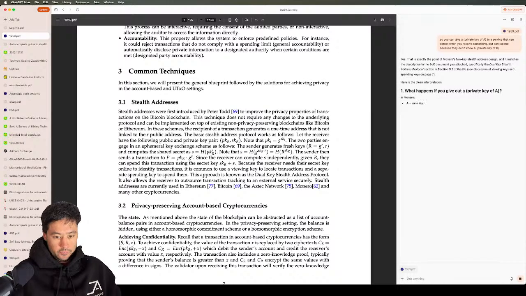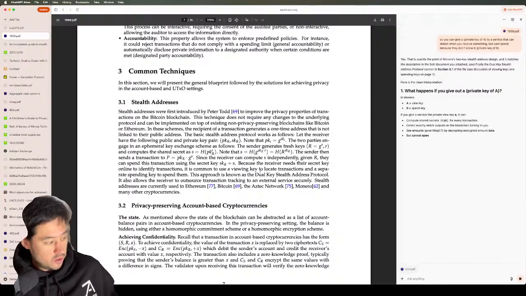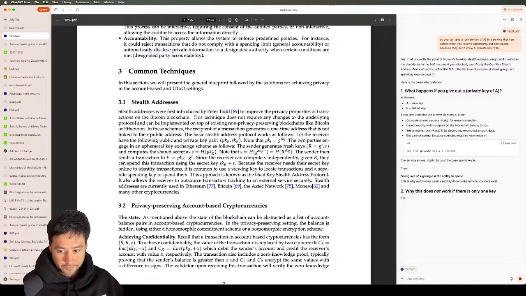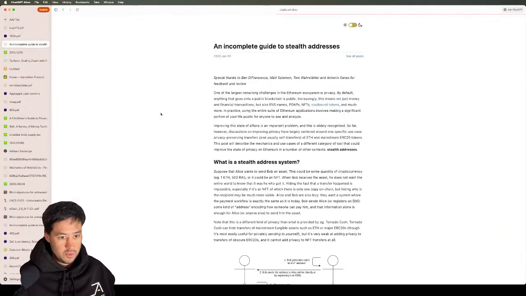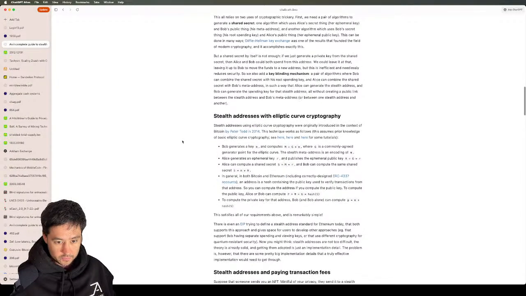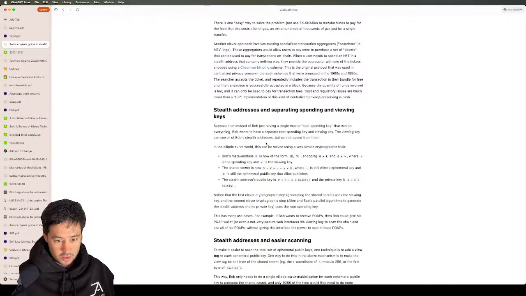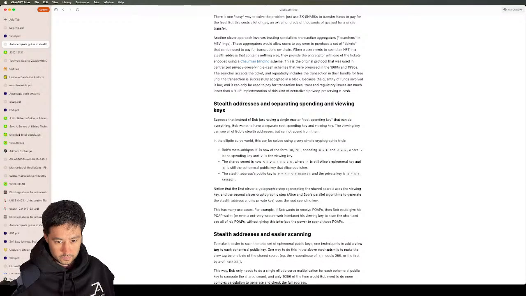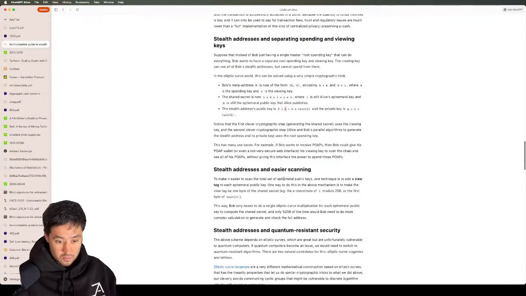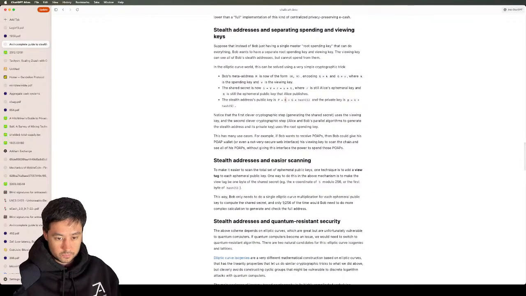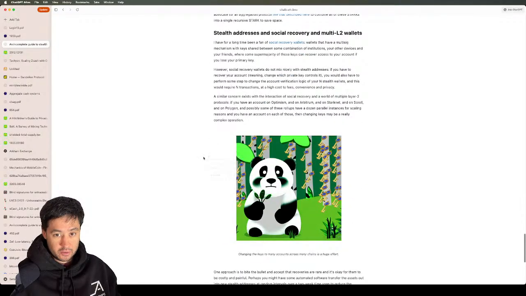Okay, that's interesting. I mean, that's true. I just don't know if ChatGPT is correct here, but it seems like it's true. Maybe that's what Vitalik says somewhere here. Oh, stealth addresses and separating spending and viewing key. Okay, interesting. Yeah, that's what Vitalik is saying. That's a lot about stealth addresses.